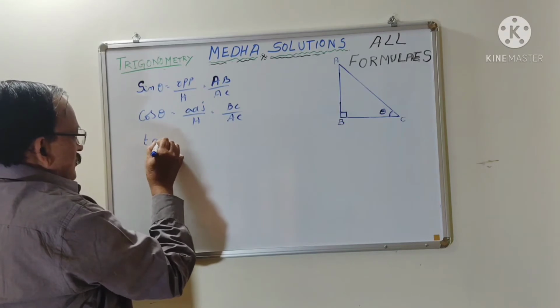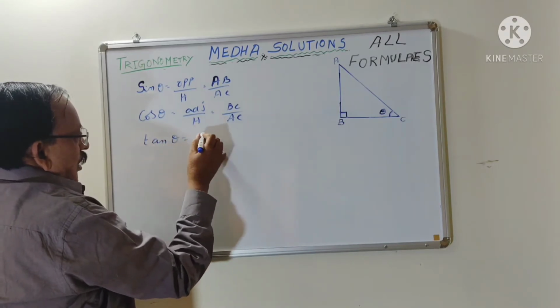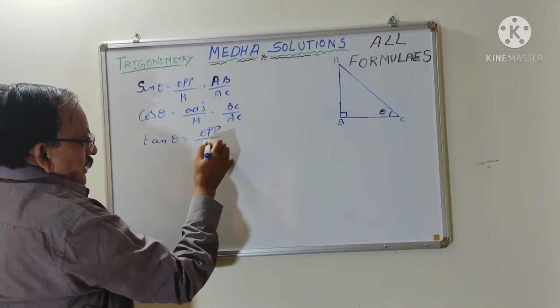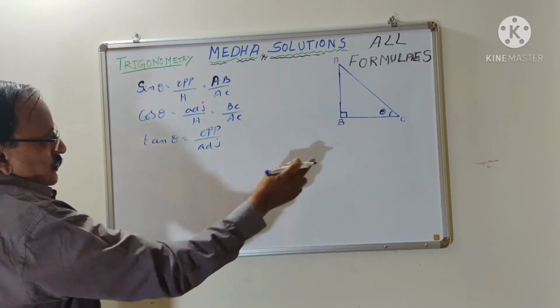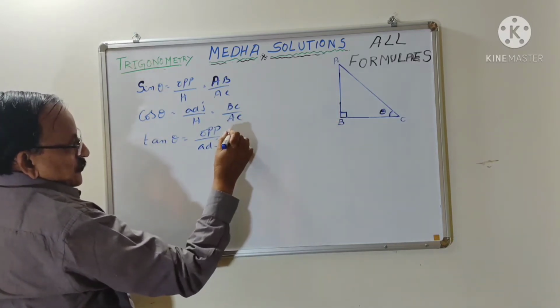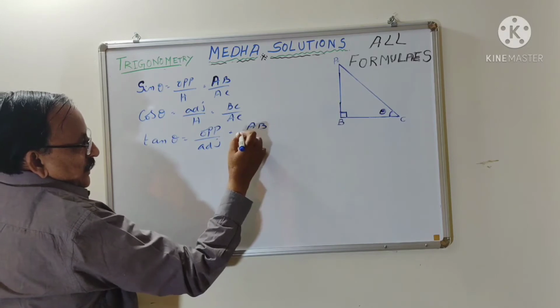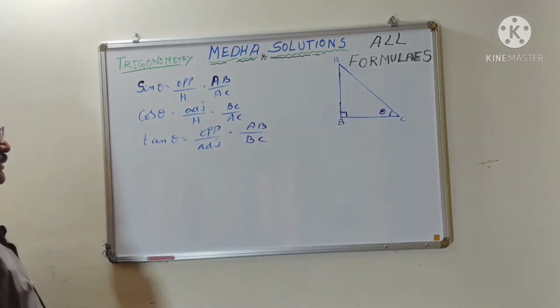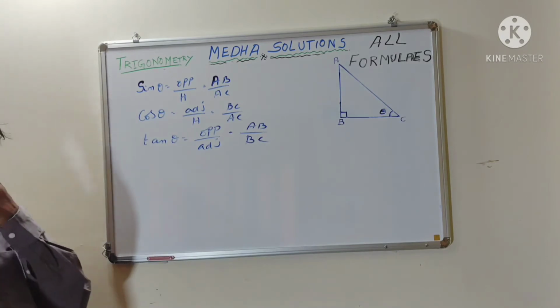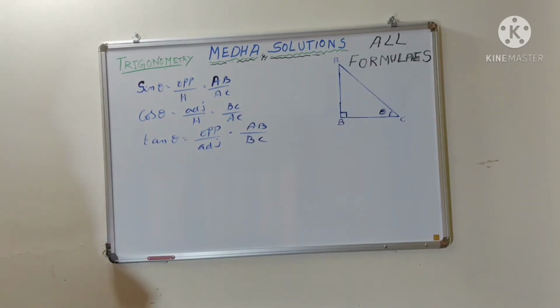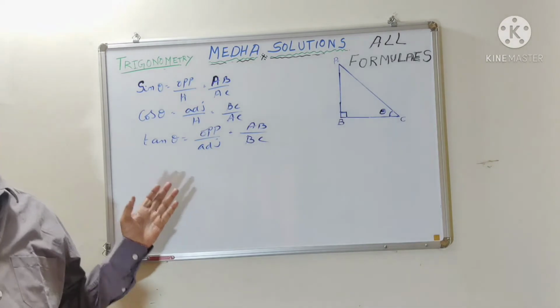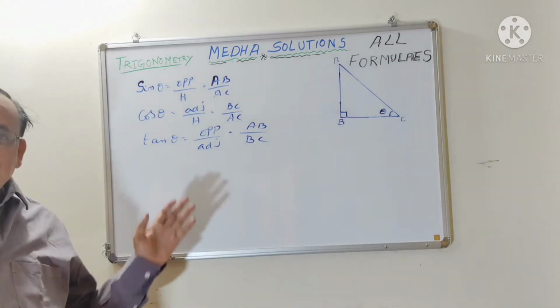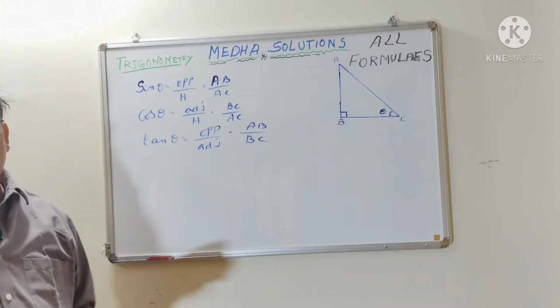Tan theta is opposite by adjacent. Theta's opposite is AB by adjacent BC. These are the 3 main trigonometric ratios: sin, cos, tan. If you learn sin, cos, tan, ultimately we can learn the other 3 ratios also very easily.